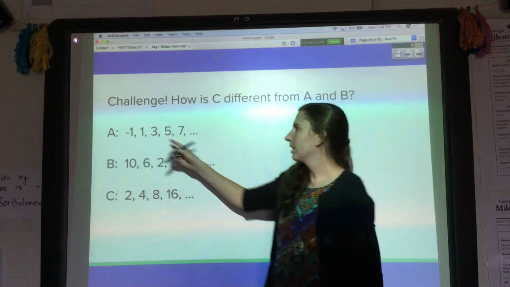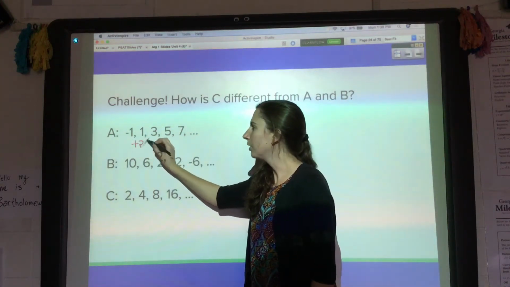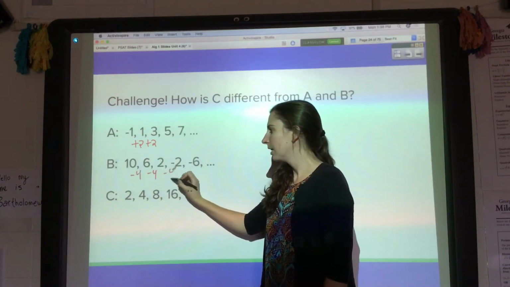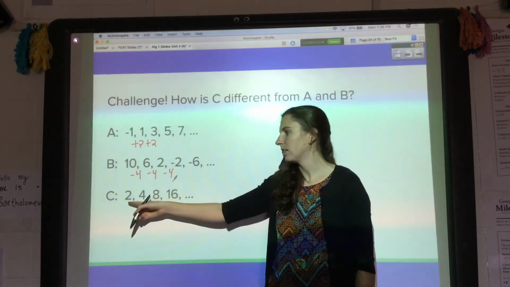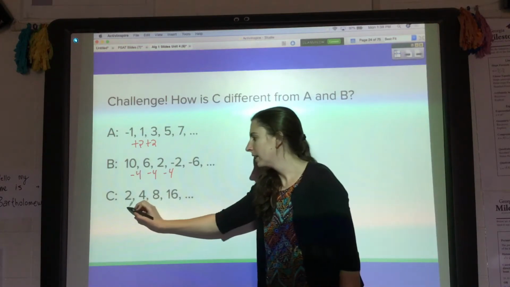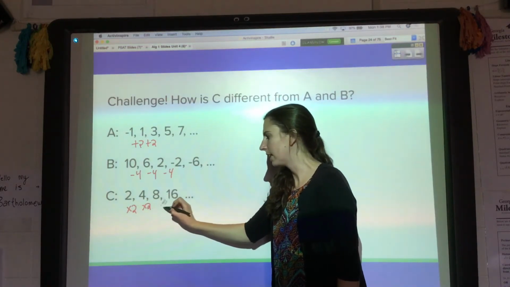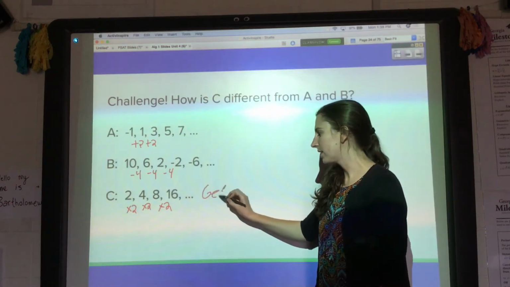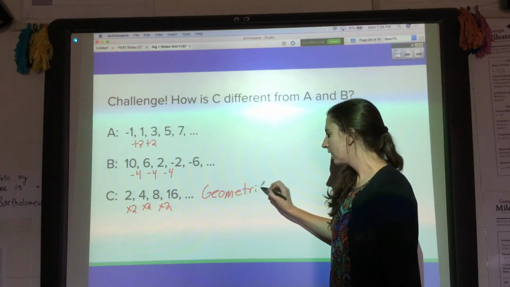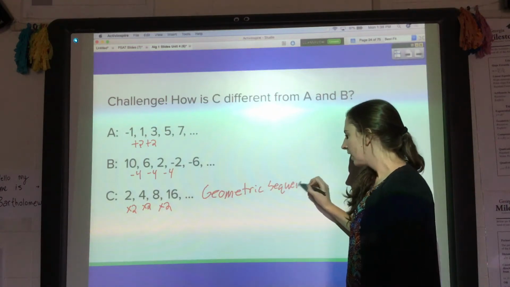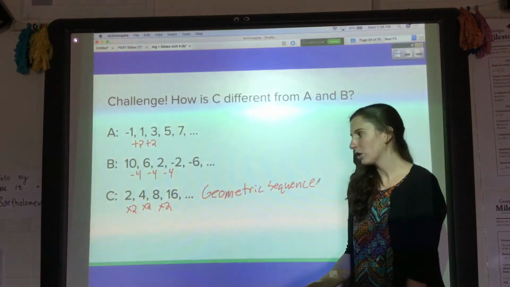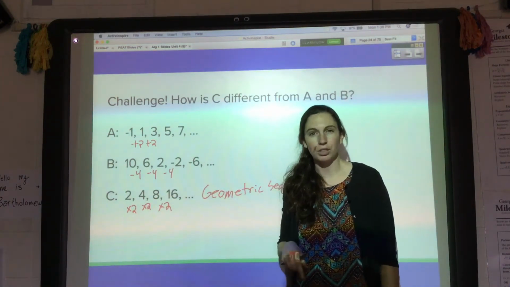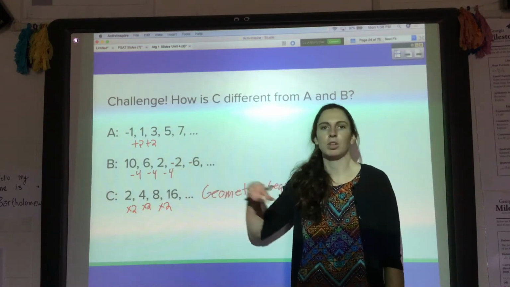So you may have noticed this pattern is just adding 2 each time. This pattern is subtracting 4 each time. But this pattern is doubling each time. It's times 2, and then times 2 again, and times 2 again. This right here is a geometric sequence. So it's geometric because the pattern is multiplying the same number over and over again, rather than adding or subtracting.